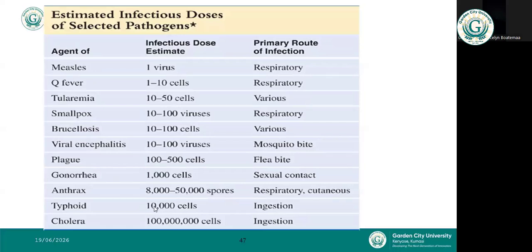So some 1,000 or 8,000 may be enough to establish infection. So once the immune system is down, the infectious dose will also come down. I hope it's clear now. Yes, sir. Thank you.